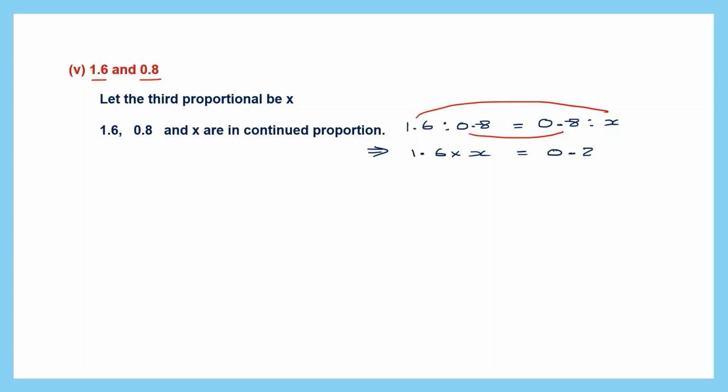0.8 into 0.8. So let's work this out. So this will be x equals 0.8 into 0.8, and we are going to transpose this 1.6 to the right hand side. That will become division, and that becomes 1.6 here. So now we're going to simplify this whole portion to get our answer.